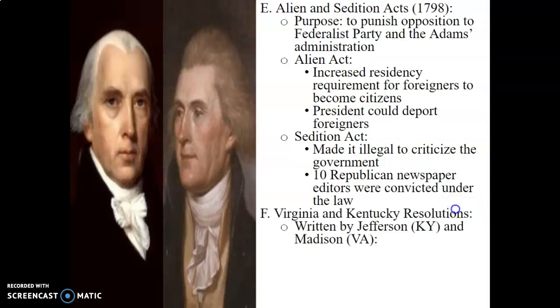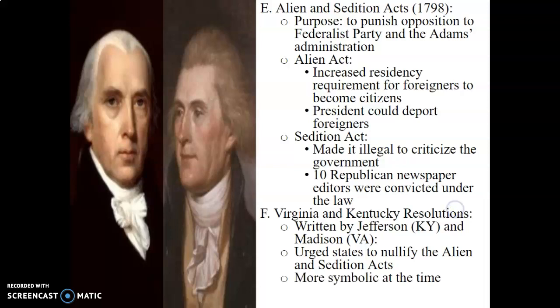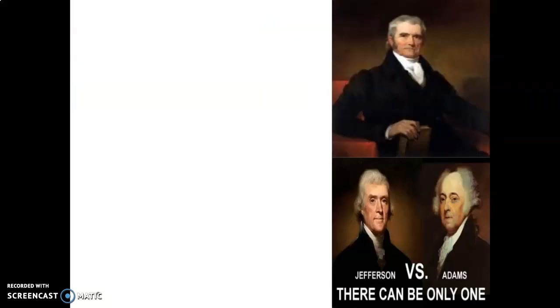You have the Virginia and Kentucky Resolutions. They were written by Jefferson and Madison. They urged states to nullify the Alien and Sedition Acts. So basically saying, we do not approve of this act. It goes against the Bill of Rights. We don't want it. It was more symbolic at the time.